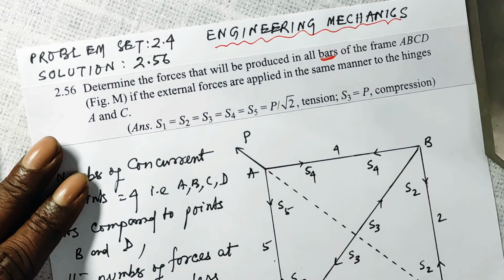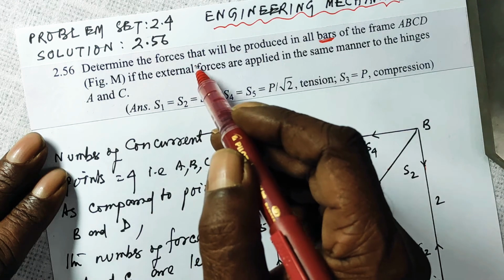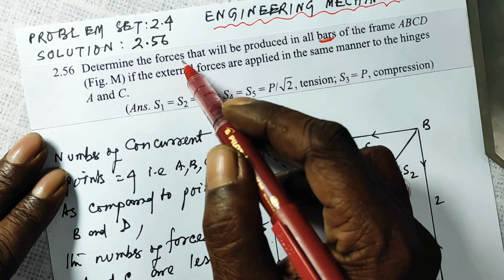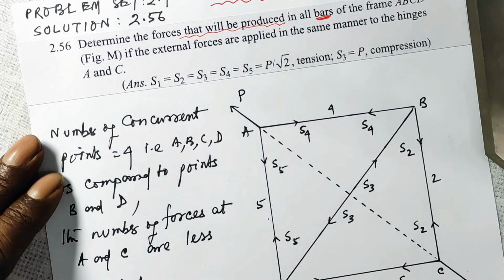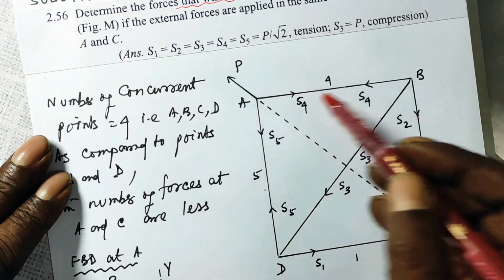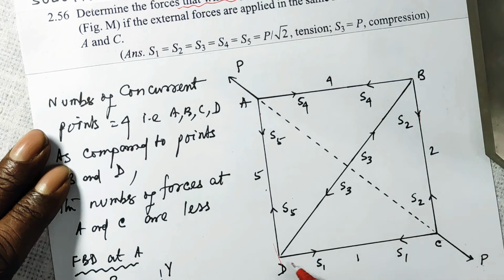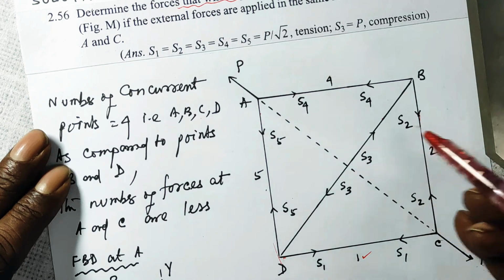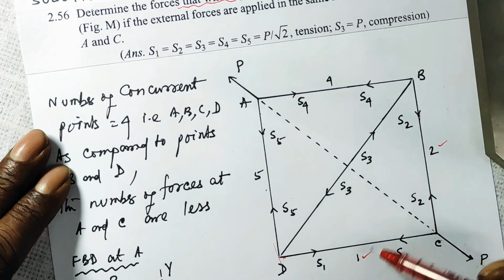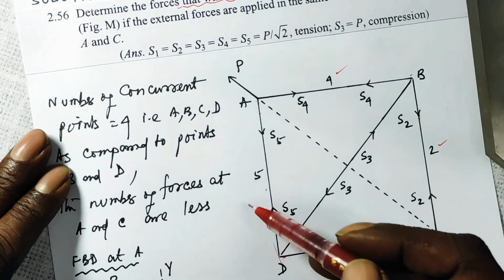Now, the statement of this problem 2.56 goes like this. Determine the forces that will be produced in all the bars of the frame ABCD. ABCD is a frame consisting of 4 bars. Bar number 1, bar number 2, this is your bar number 3, this one from D to B. From D to A is bar number 4, from A to D is bar number 5.